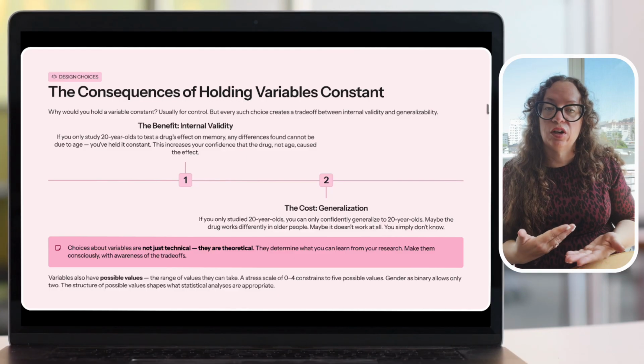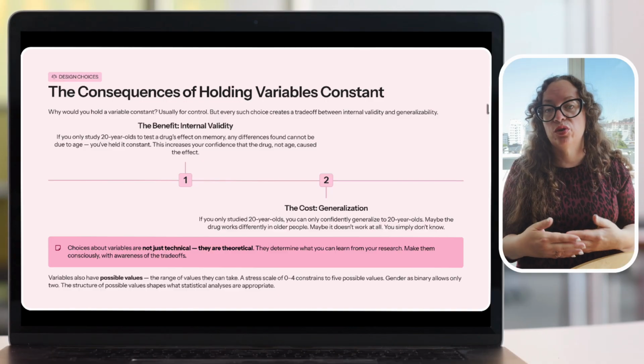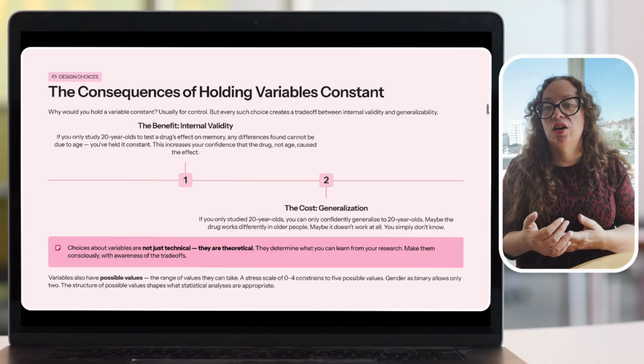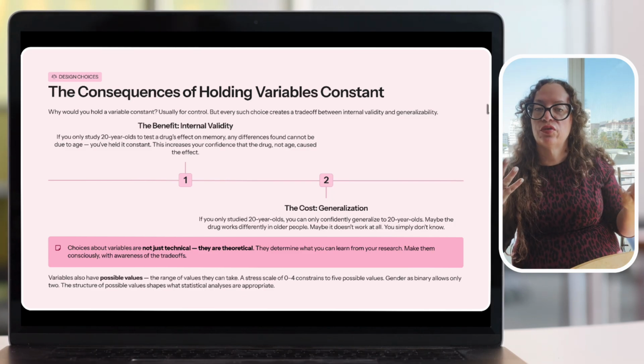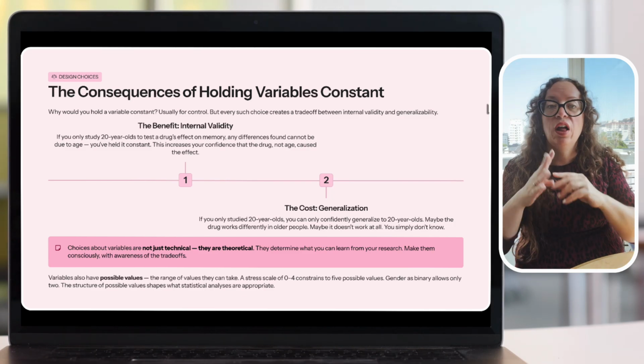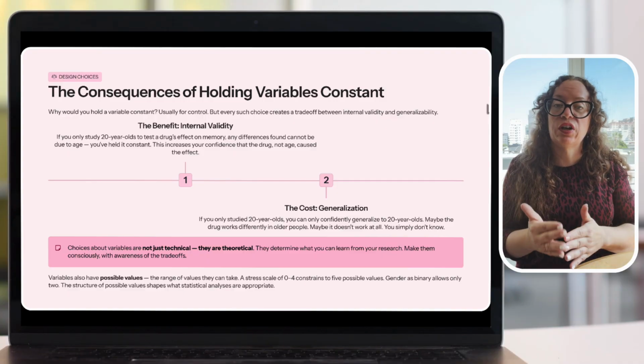One more thing about variables. Variables have possible values. The range of values is important. So think about stress, a stress measure, like with a 0 to 4 scale. There's 5 possible values, 0, 1, 2, 3, 4. That's it. The scale constrains what values are possible.